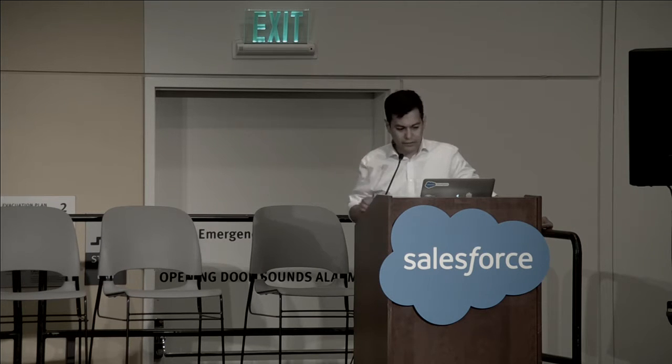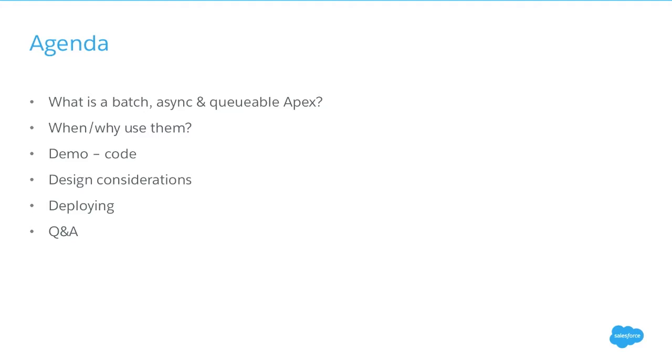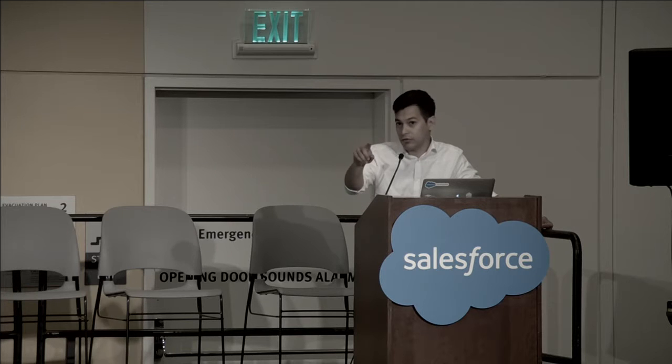So with that, the agenda for this session is we're going to go through what is batch, what's asynchronous Apex, and what's queueable Apex. We'll see when and why to use them. We'll demo some code for all those three scenarios. We'll go through some design considerations, and I'll show you how to deploy the code, and then I'll leave like 10 minutes for Q&A. By the way, there's a mic in the middle of the aisle, so if you have any questions at the end, please use the mic.